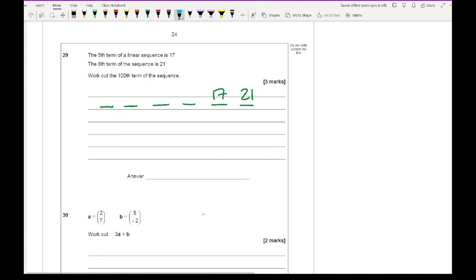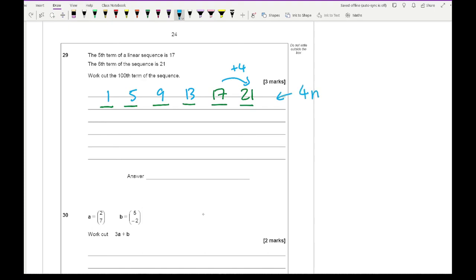So from this, we can see that the linear sequence is going by plus 4, which therefore means that the fourth term is going to be 13, this is going to be 9, this is going to be 5, and that's going to be 1. Now from this, I can then work out what the nth term is. So the nth term is the difference, which is 4n.